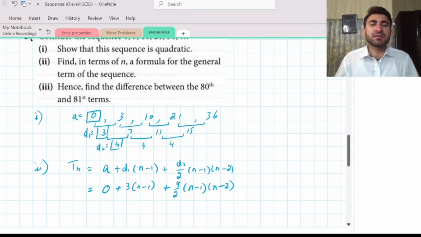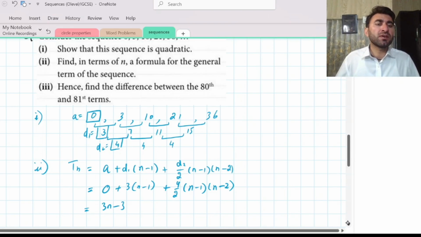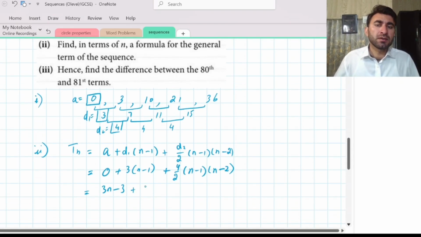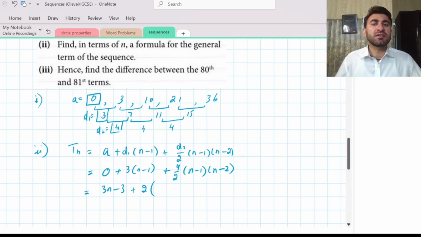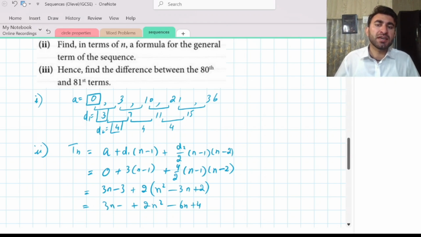As we see, a is 0, so we can skip it. 3 multiplied by n minus 1 becomes 3n minus 3, and 4 divided by 2 is 2, so we will multiply 2 with the product of these two terms. N minus 1 times n minus 2 is n square minus 3n plus 2. So we multiply 2 to it, and that becomes 2n square minus 6n plus 4, and here we have 3n minus 3 as well.